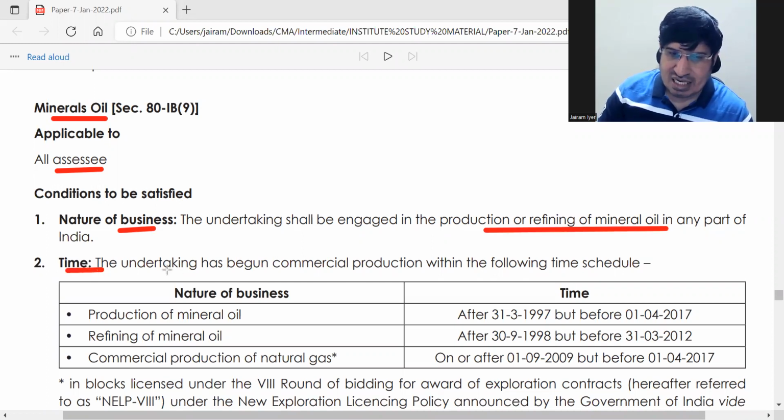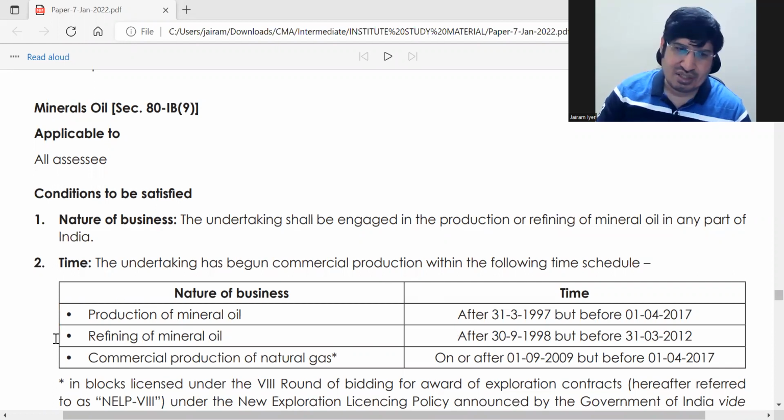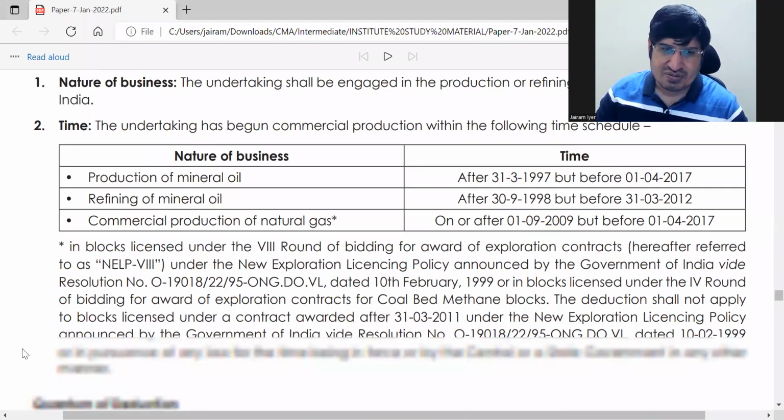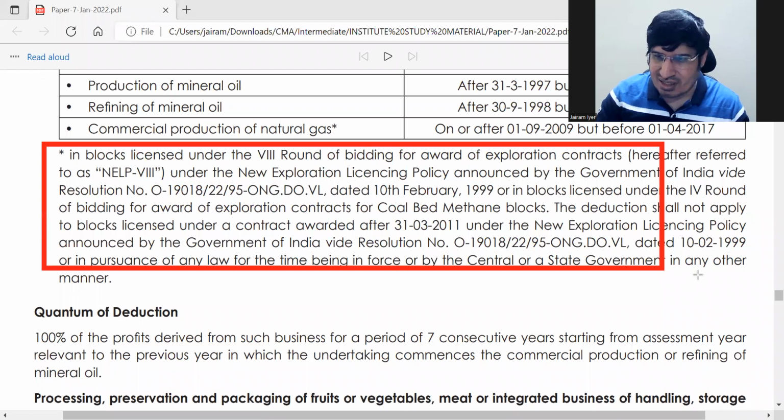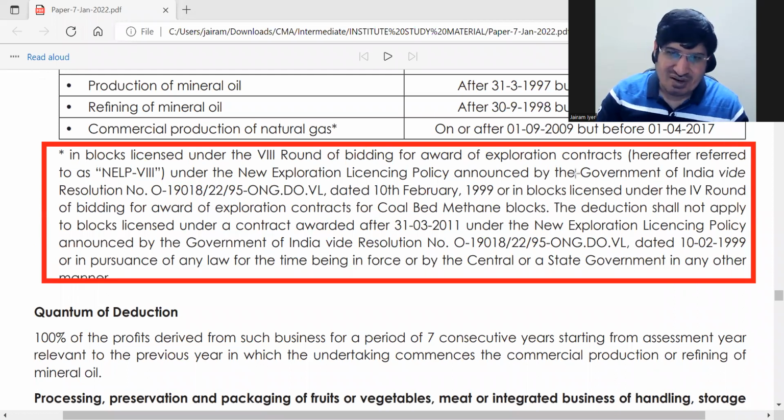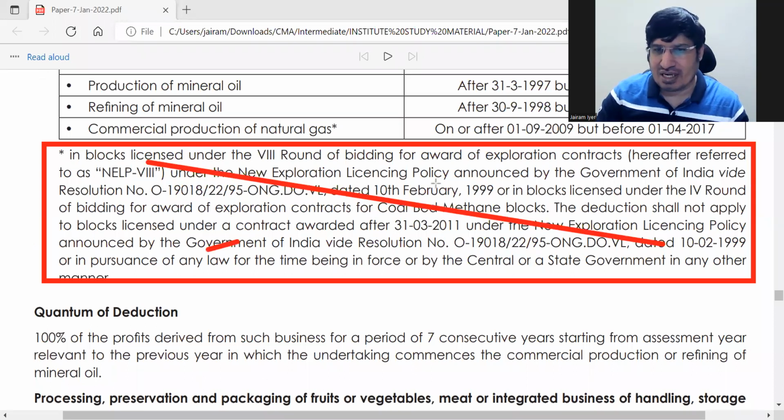Okay, and the time by which it has to start commercial production falls in this range. So again, ignore this. You can just ignore this part about by when it has to start. Let's move on. This is not important, you can ignore it. These are just too much of detailing, so you can leave this part.